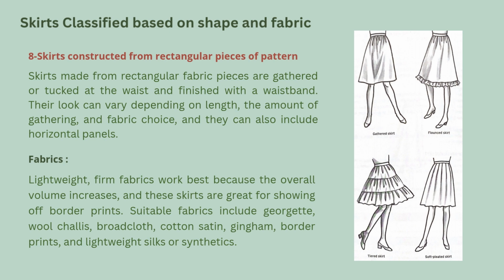For fabric, lightweight firm fabrics work best because the overall volume increases, and these skirts are great for showing off border print as well. So if you have a piece of fabric with a nice border, it's a good idea to make this kind of skirt from it to show off the border. Suitable fabrics include georgette, wool challis, broadcloth, cotton, satin, gingham, border print, lightweight silks, or synthetics.